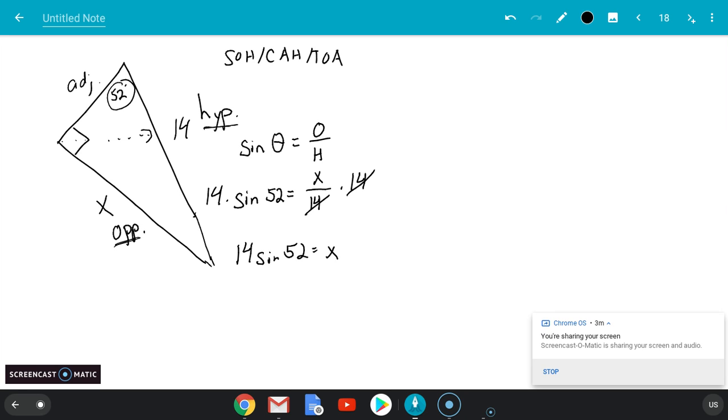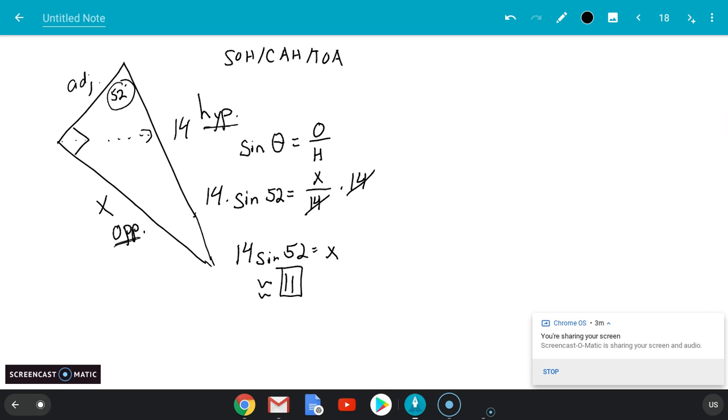And this is where you just go to your calculator. Like I said, make sure it's in degree mode and plug it in exactly like that. So let me get my calculator here, 14 sine 52. And I'm going to get around 11, because it's 11.032, and that rounds to 11. That's it.